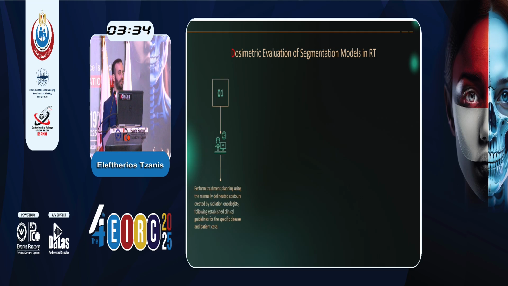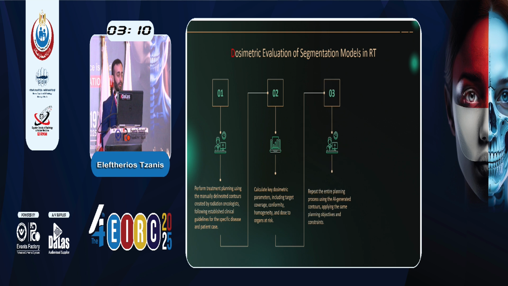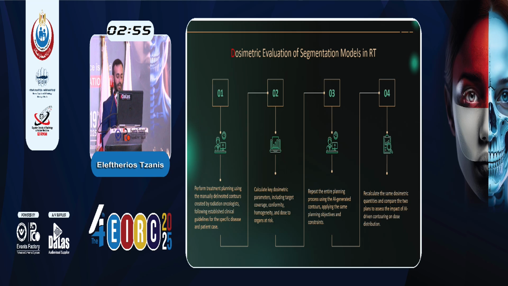First, we create the treatment plan using the manually delineated contours. Of course, this will be done using the established guidelines for the specific disease and patient case. After that, we will calculate key dosimetric parameters, including target coverage, conformity, and dose to organs at risk. Then we have to repeat the entire planning process using the AI-generated contours now, applying the same planning objectives and constraints. Lastly, we recalculate the same dosimetric quantities and compare the impact of AI-driven contouring on dose distribution.